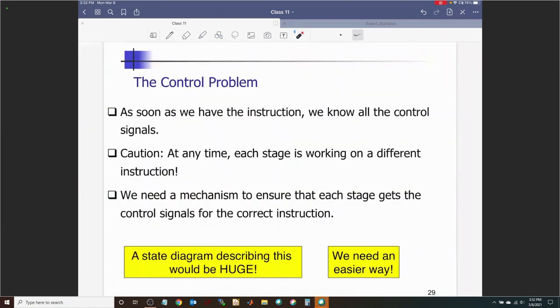So let's talk about the control problem. As soon as we have the instruction, we know all the control signals. We know PC source, ALU source, all of that we already know. How? Well, from the instruction, which goes to the main control unit, right?